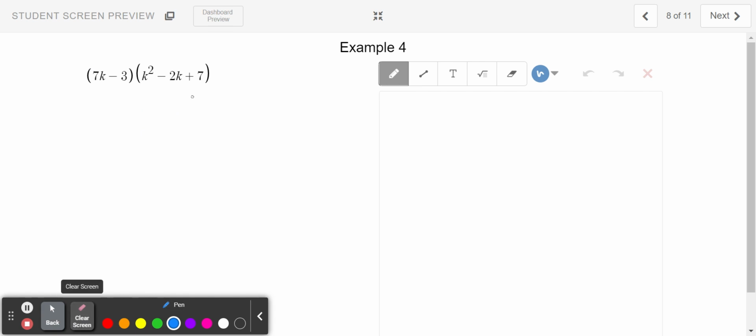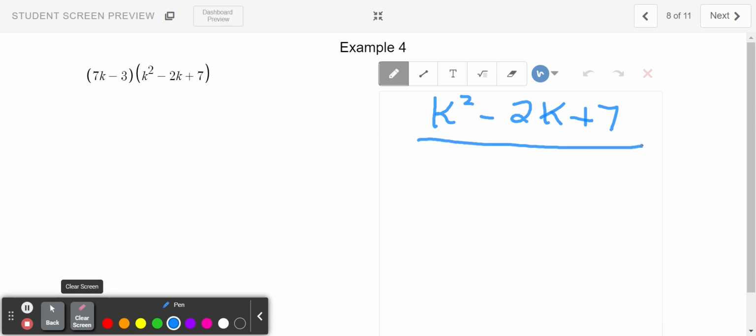All right. So I'm going to take my longer one and put it across the top. So k squared minus 2k plus 7. So that's going to be the top of my box. And then I have 7k and minus 3. I'm going to give myself a little bit more room to write, though.